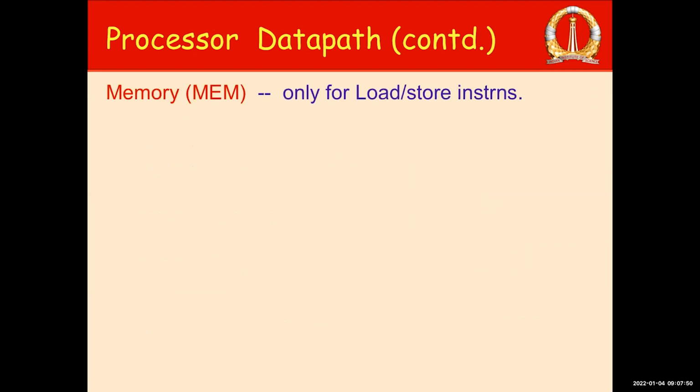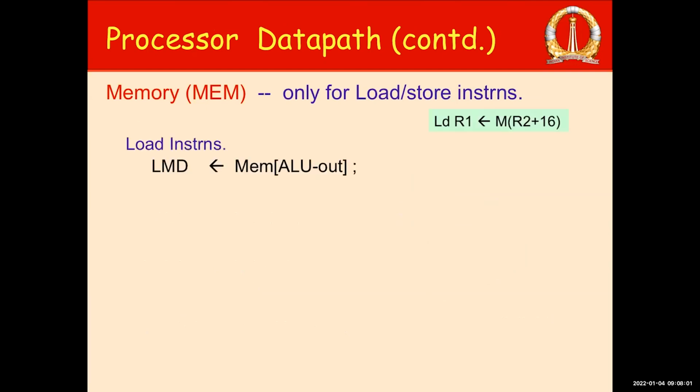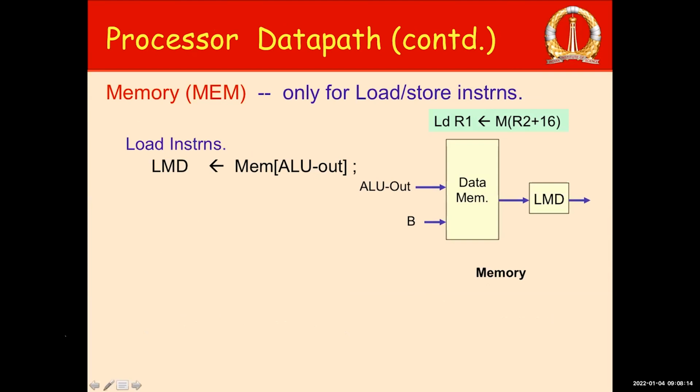Now let's see what happens in the case of the Mem stage. The Mem stage is used only for load store instructions. Remember that during the EX phase, we have already calculated the effective memory address. So for the load instruction, we have to fetch that memory location and then store that value into the destination register. For that, the effective address which is calculated and saved in the ALU out temporary register is used as the address, and the memory is accessed. Whatever value you get goes to the LMD register.